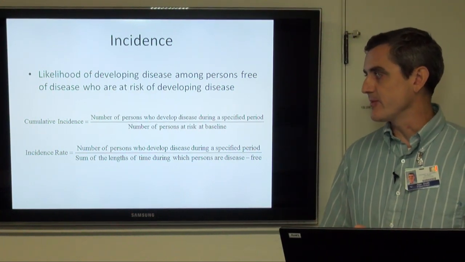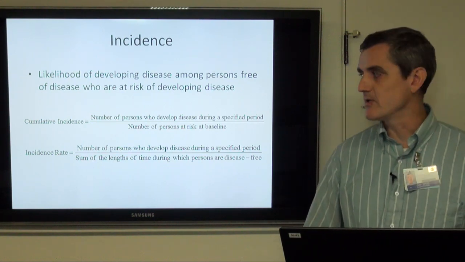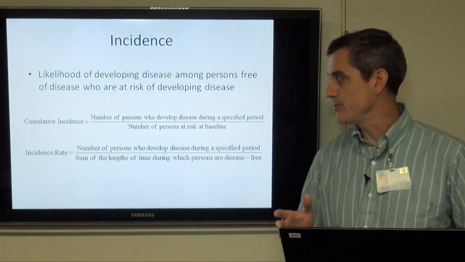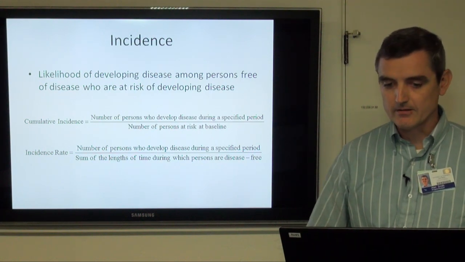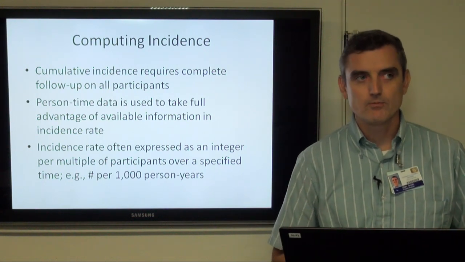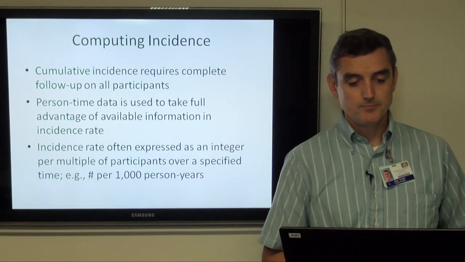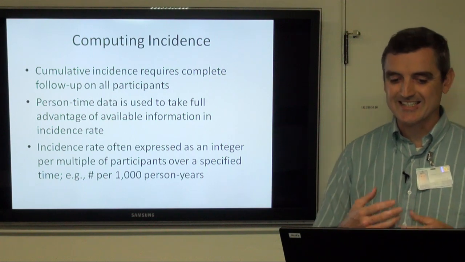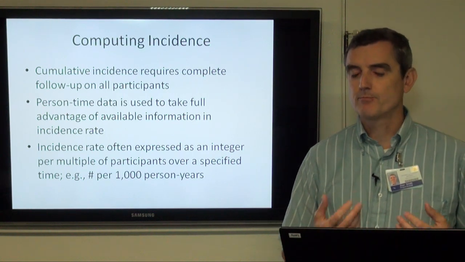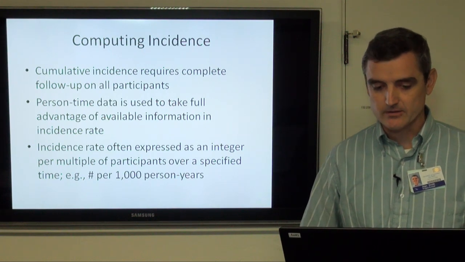If we want more information and we're not able to follow those people for the entire time period, we calculate what's called an incidence rate. That's where we incorporate the lengths of time that each person contributes to the denominator. And I'll have a couple examples of this. So for cumulative incidence, usually we need to be able to follow all of the participants for the full length of time. But incidence rate uses that person-time data. Usually we express that as a number per 1,000 person years, or per some unit of person years or person months as appropriate.